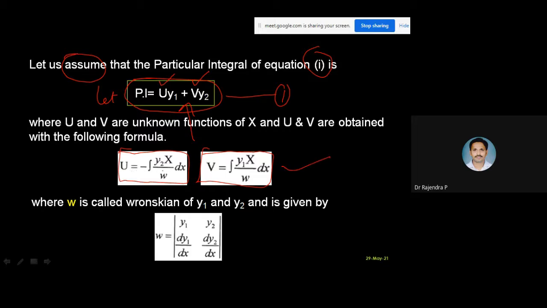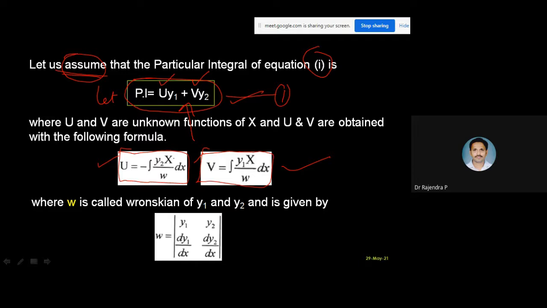u is equal to minus integral of y2, this y2 is already there, capital X means your function which is there on the right side, by W. I will talk about W. Then v is equal to integral y1 X by W. So by using these two formulas, we can find u and v, and we will substitute back in your assumed solution.